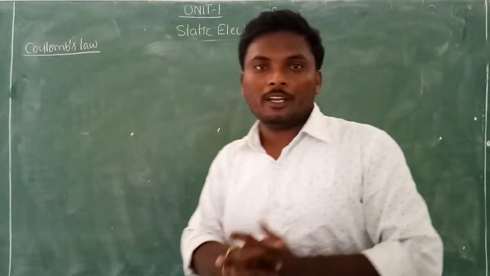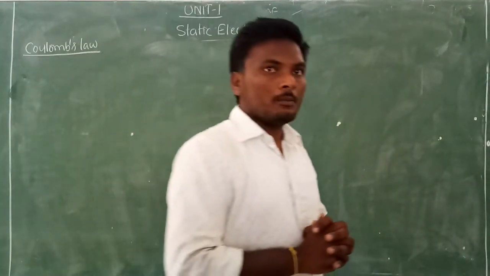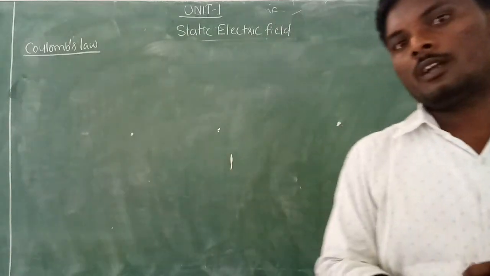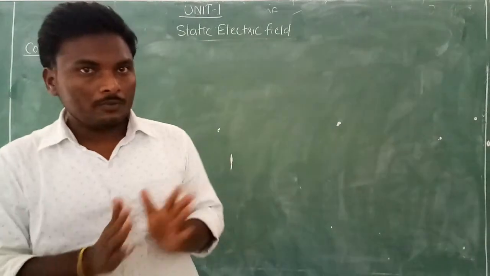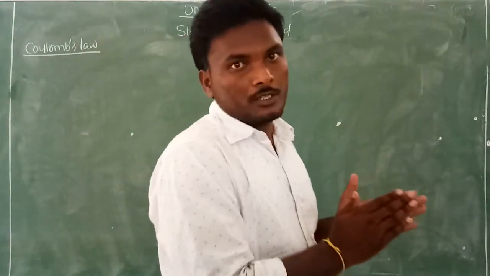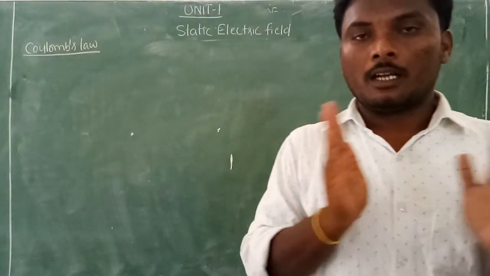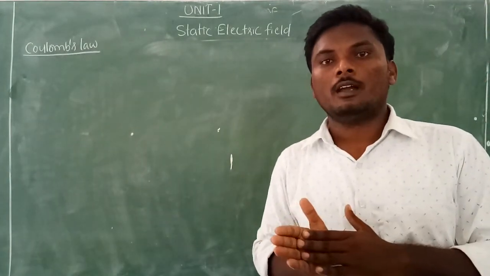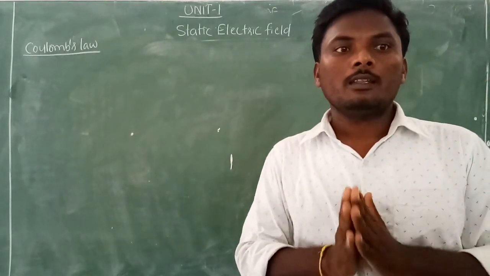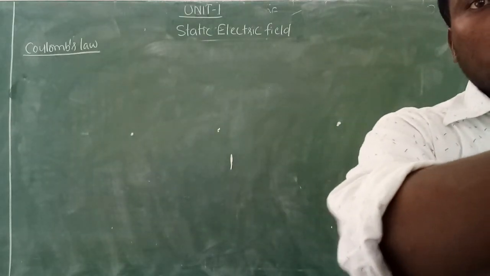Hello everybody. In the last class I discussed the transformation of a vector from one coordinate system to another coordinate system, like the transformation of a vector from the Cartesian system to the cylindrical system, the Cartesian system to the spherical system, and cylindrical to spherical and vice versa. Now in this class I would like to explain Coulomb's law.